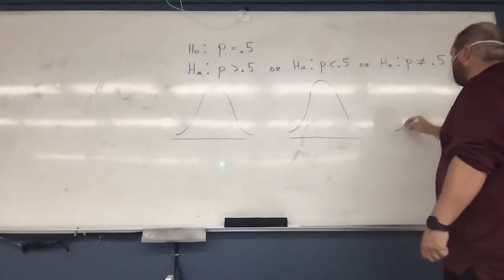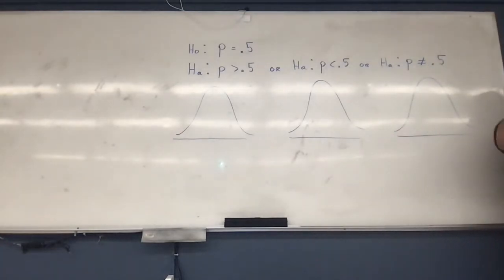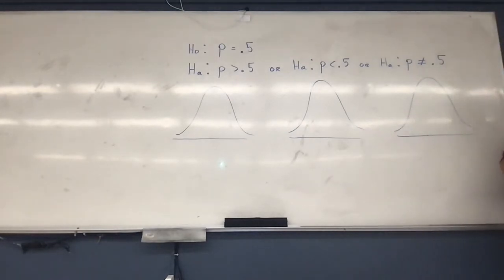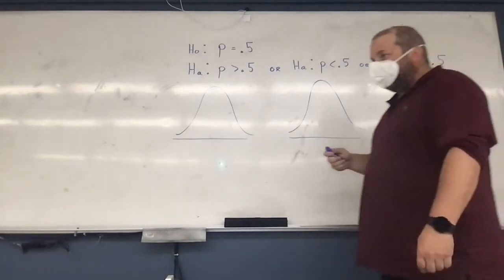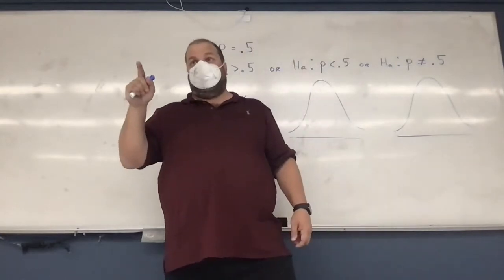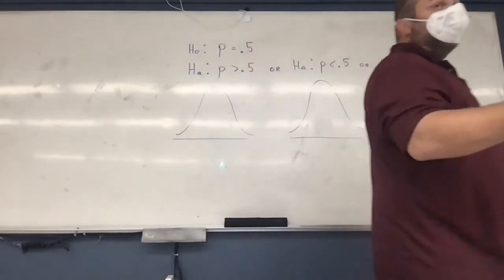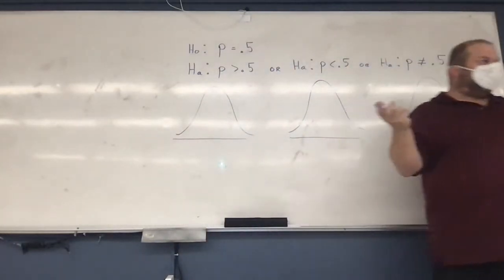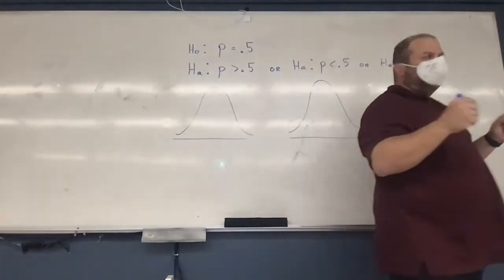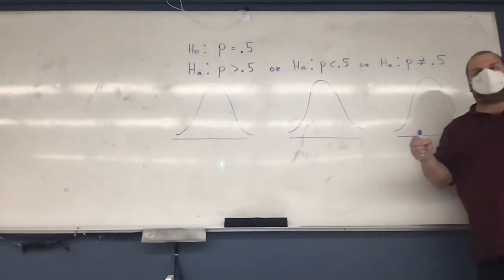Now, when it comes time to actually run the test, we always run the test under the assumption that the null hypothesis is true. We're basically saying, if the null hypothesis were true, then this is what I should get. Did I get it or not? If I got it, why would I reject the null hypothesis? If I don't get it, maybe the null hypothesis is wrong. So we always run tests under the assumption that the null hypothesis is true.